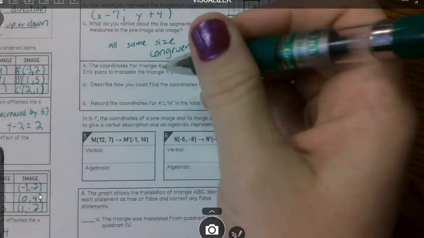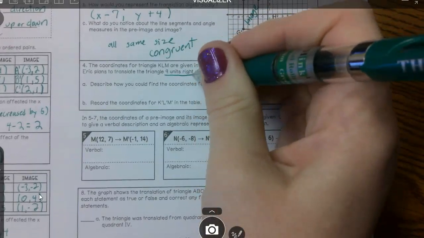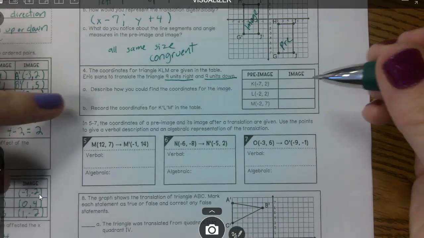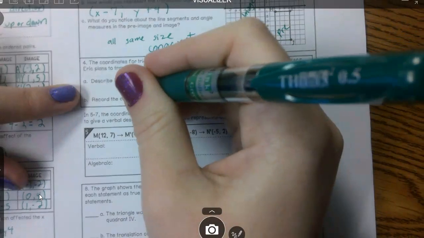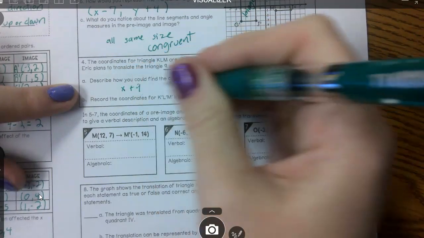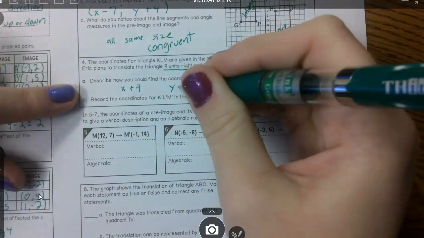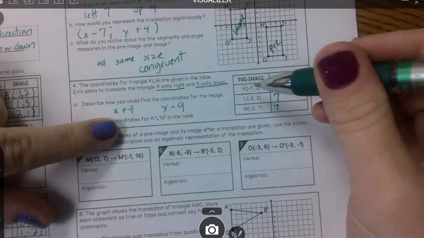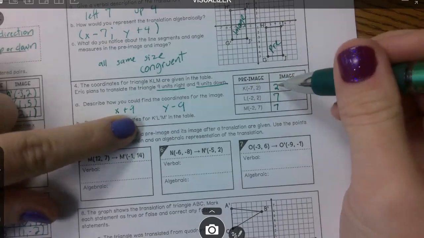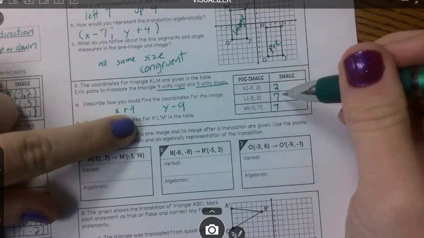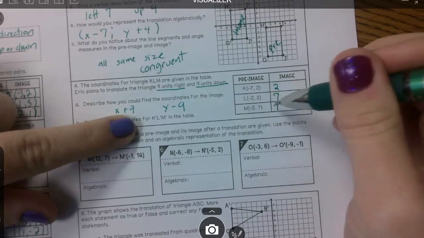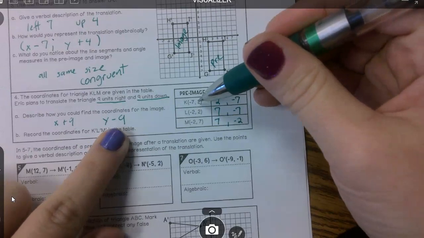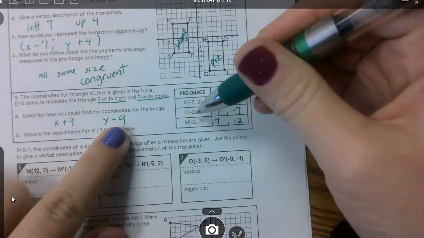Now on number 4, we're going to translate without the use of a graph, okay? So what we're going to do is we're going to move 9 units to the right and 9 units down. That means we're going to take all of the X values and we're going to add 9. We're going to take all of the Y values and we're going to minus 9. So -7 plus 9 is 2. -2 plus 9 is 7. -2 plus 9 is 7. Now for the Y values, 2 minus 9 is -7.